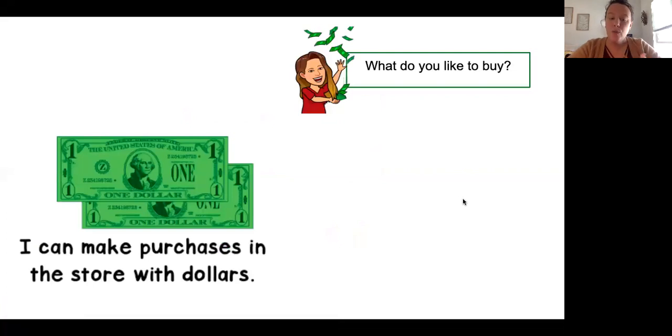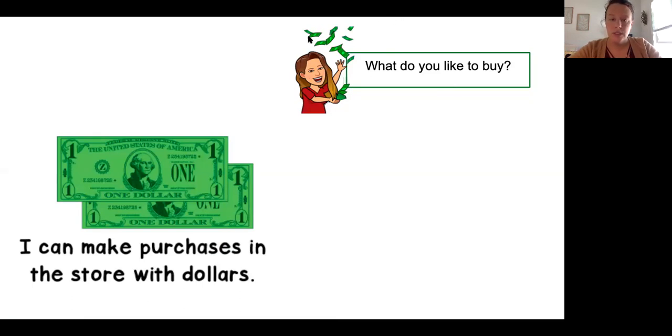So we know that we can make purchases in the store with dollars. So what I'd like for you to think of real quick, and you can brainstorm with someone you're sitting next to, is what do you like to spend your money on? You can even write it down if you like. What do you like to spend your money on?